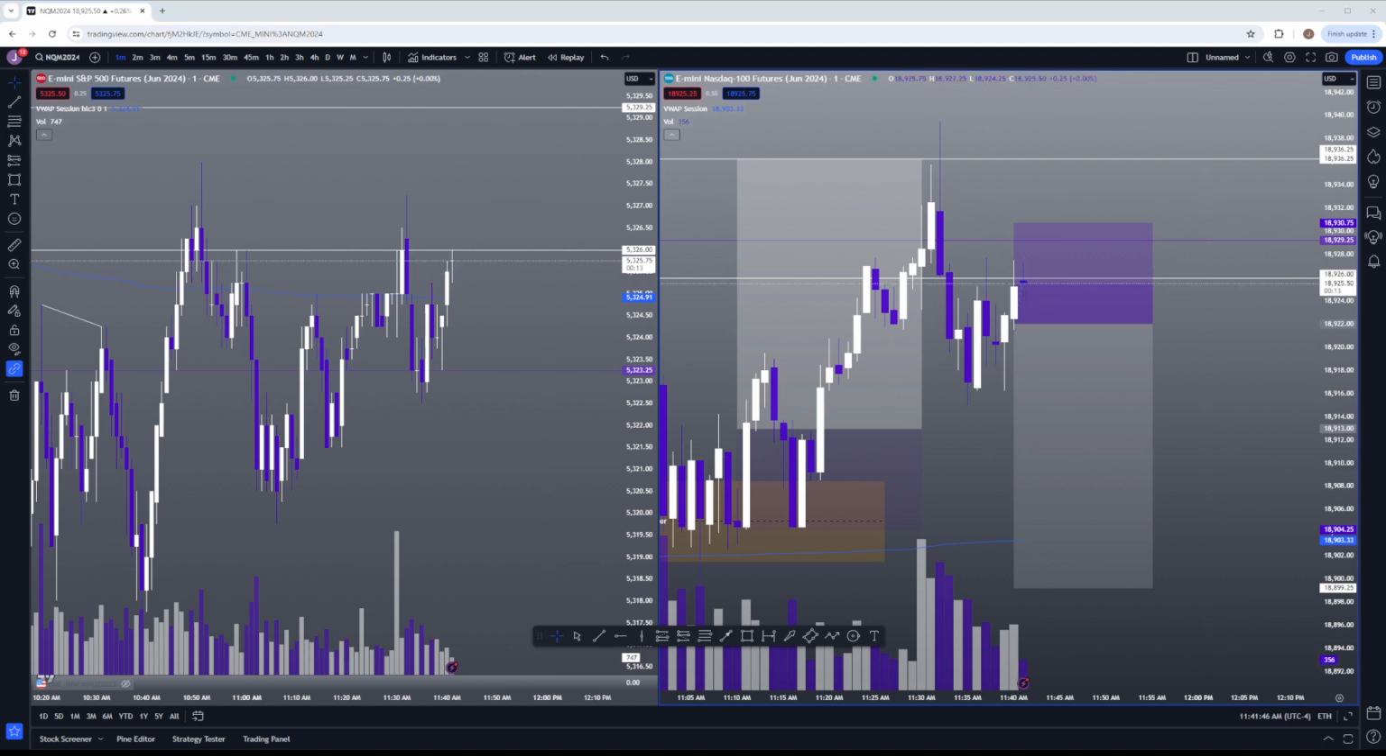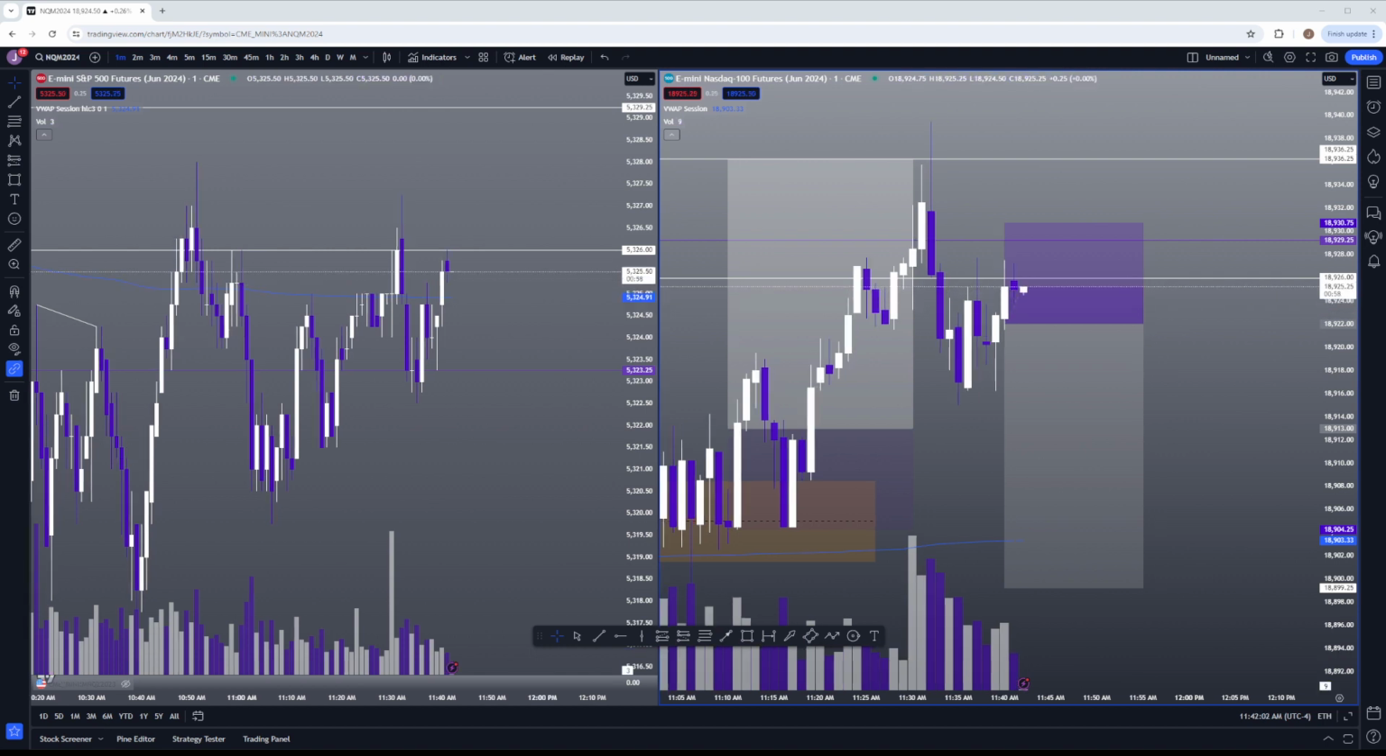Let's see what the VIX and DXY are doing. VIX is still kind of bearish right now. DXY is still bearish. I would want to see them start heading up. I really want to see them start heading up for us to feel more confident in the shorts.